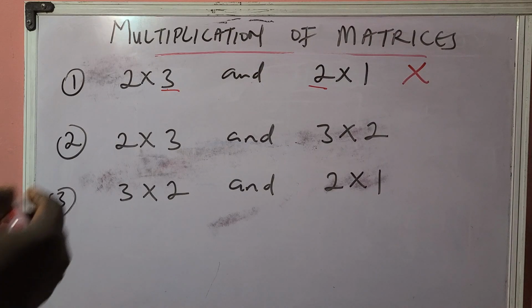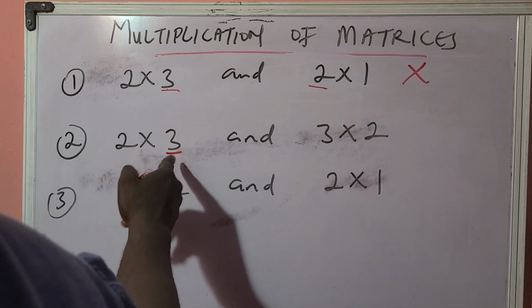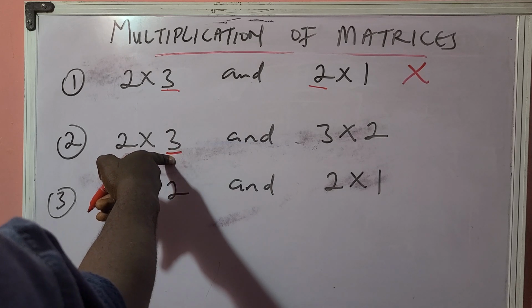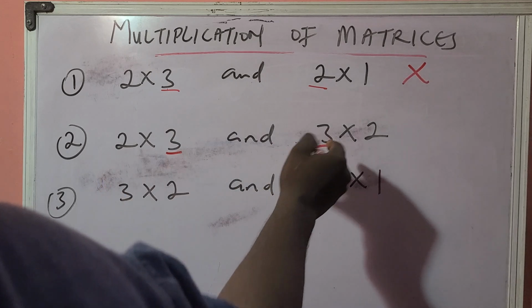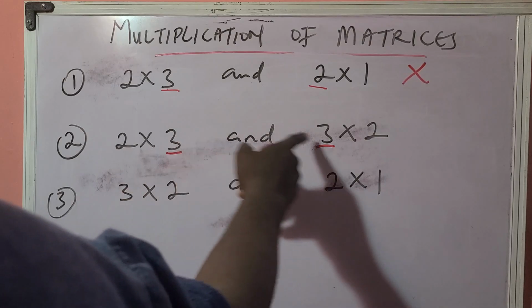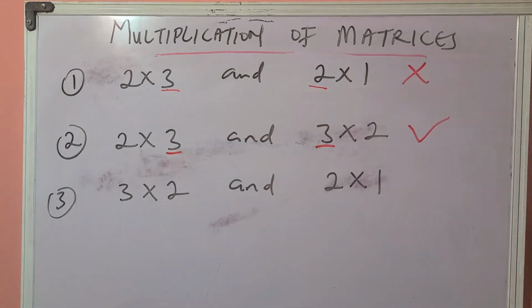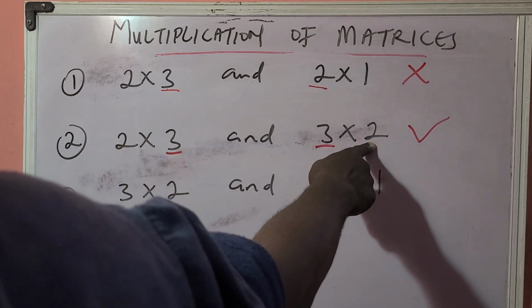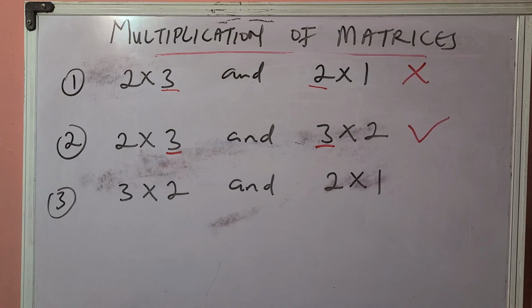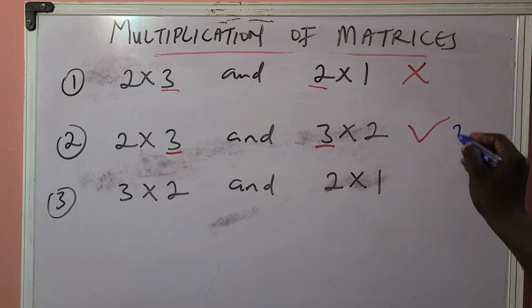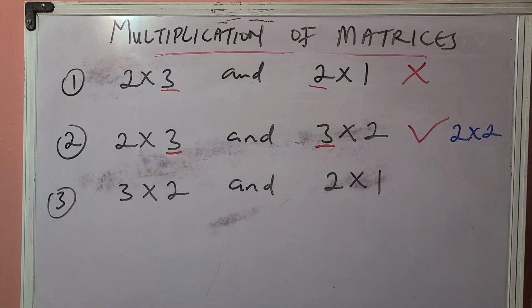Now we go on for the second question. We check here. This is 3 as the column here, and this is 3 as the row here. 3, 3. We can multiply these matrices together. And what will be our result? Our result will be a 2 by 2. So the result of multiplying these two matrices together will be a 2 by 2 matrix.